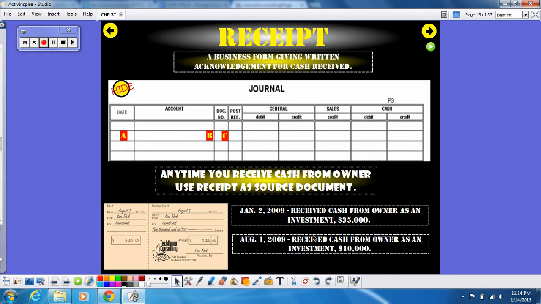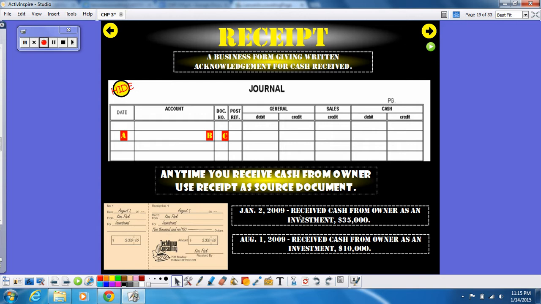And here are 2 examples that we're going to use to kind of show you how this works. So you need to write down your definition. You need to write down when you use a receipt. You need to write both those things in your notes. And then also there's a spot for you to write down the transactions as well. Okay, so write those down, and you're going to put them on a journal, so you need to have them written down so you know what you're journalizing.